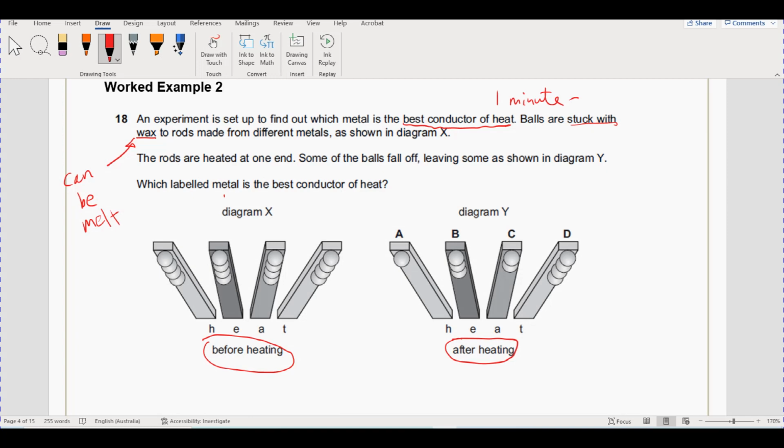Okay, the idea is if you have heating on one end, the direction of heat flow must be along the metal rod, as indicated by the arrows. So the further the heat can pass, the better the conductor, and you will see more balls falling from the rod. In this way, A has only got one left, so that means the heat passes through the rod much more quickly than the rest of the rods. So A is the answer.